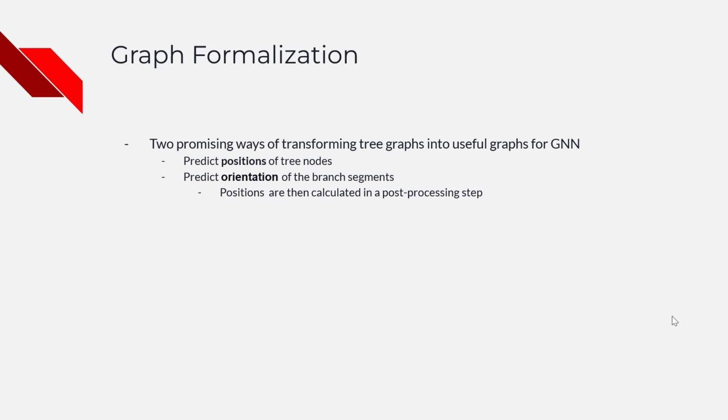We found two ways of translating the graphs saved in our dataset into useful graphs for our graph neural network. The first aimed at predicting the positions of the tree nodes after the push directly, while the second aimed at predicting the orientations of each branch segment, reconstructing the positional data in a post-processing step.